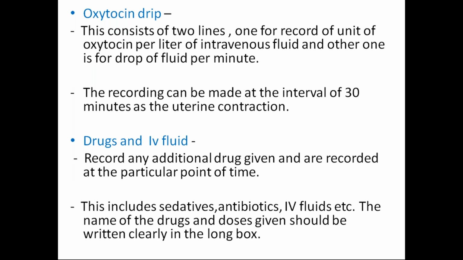Oxytocin drip. This consists of 2 lines, one for recording units of oxytocin per liter of IV fluid, and the other for drops of fluid per minute. The recording can be made at 30-minute intervals, the same as the uterine contractions.